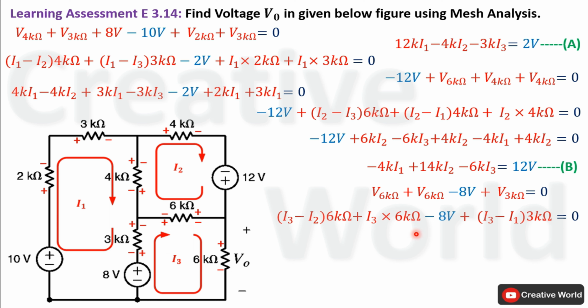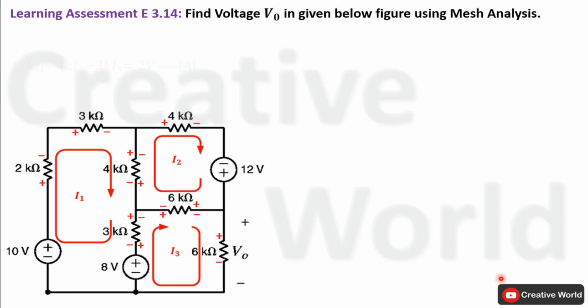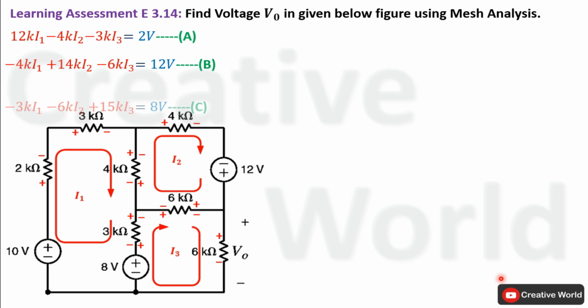Now open these brackets and solve this equation. The equation will become 6k I3 minus 6k I2 plus 6k I3 minus 8 volt plus 3k I3 minus 3k I1. Arrange this equation and add values that include same variable together and place this constant on the other hand side of equal. The equation will become minus 3k I1 minus 6k I2 plus 15k I3 equal to 8 volt. And label this equation as equation C. It is the third mesh current equation of this network. Up to this point, we have calculated three mesh current equations of this network.